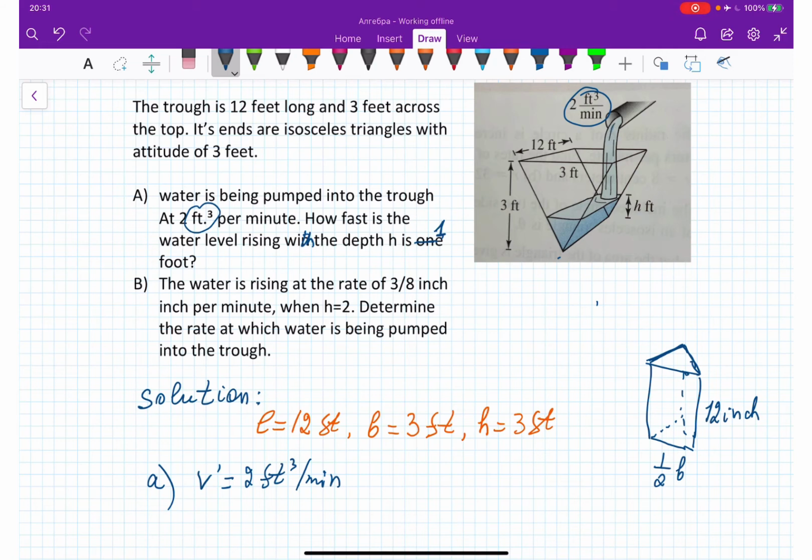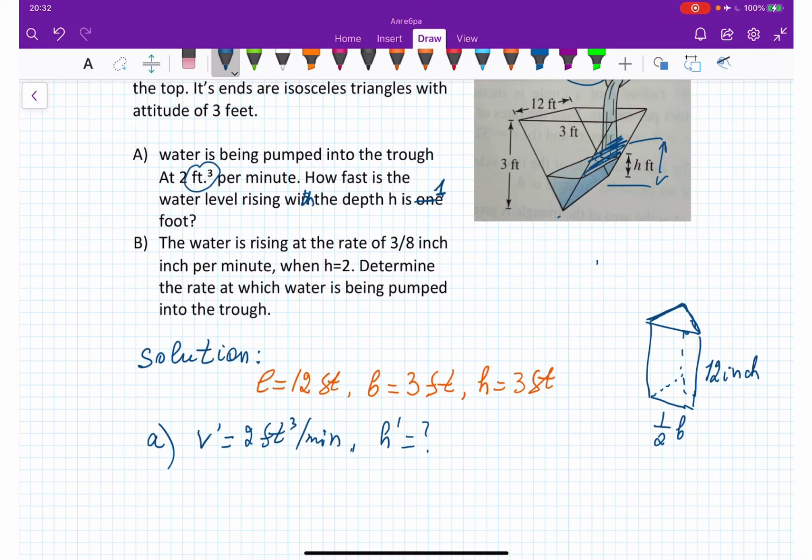Now, here is the thing. When we say the water level is rising, that's not speed, right? It's moving higher and higher and higher. That's the height changing, correct? So we need to find h prime, the rate the level is rising, at the moment when h is equal 1. Okay? All right.